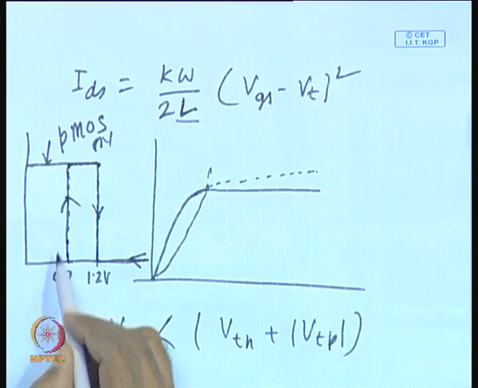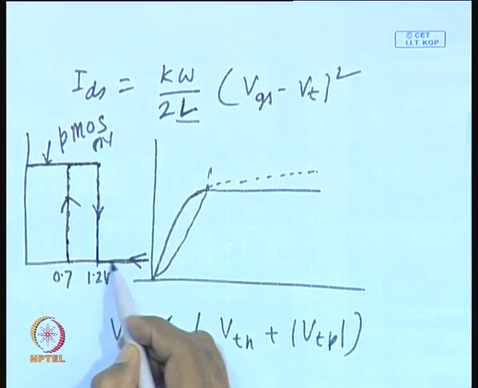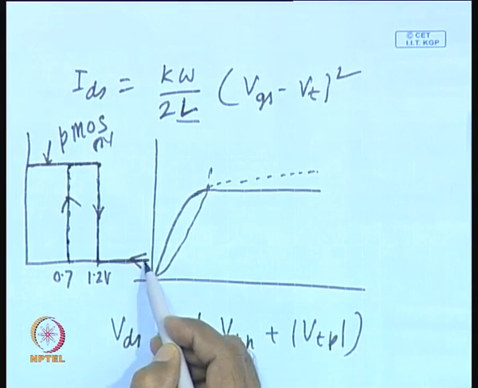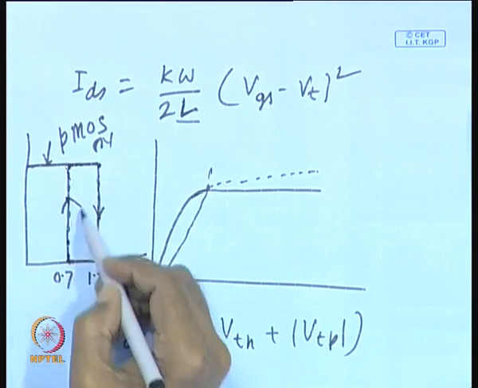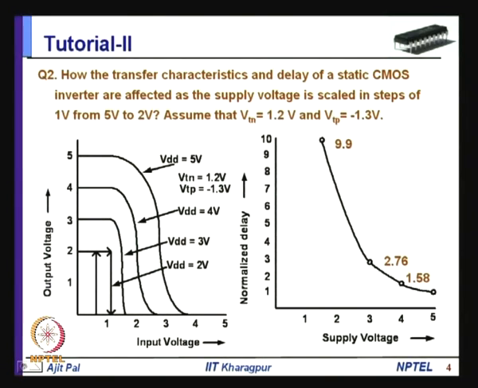So, we get a hysteresis like this. That means, as the input changes from 0 to VDD, it goes this way, and if the input changes from VDD to 0, it goes this way. So, if you see this on an oscilloscope, that is known as an XY plot, you will see this type of hysteresis.